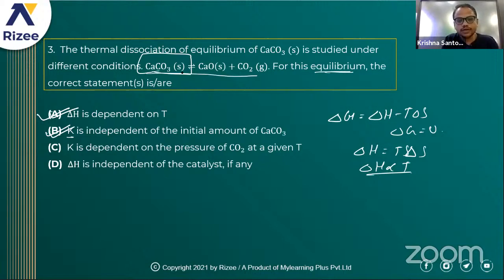Next, K is dependent on the pressure of CO2 given. For this equilibrium equation, I can write Kp is equal to the pressure of CO2 only, because it is a solid and this is also a solid. So we will consider only the gases. So K is dependent on the pressure of CO2. Yes or no? Yes, it is also correct.